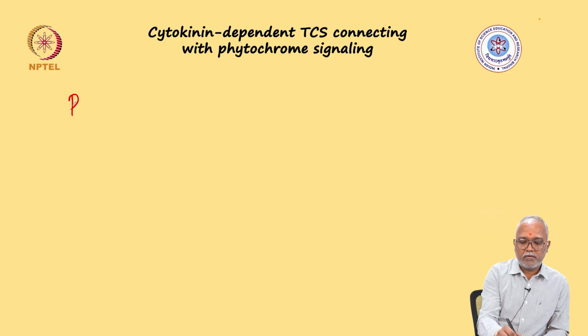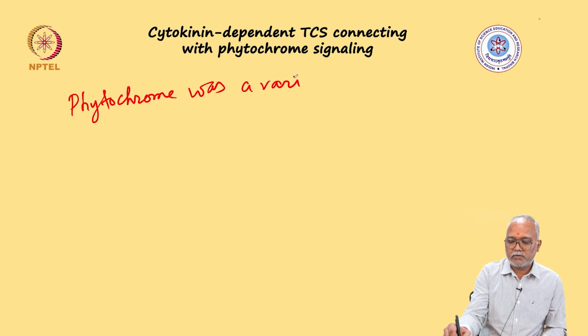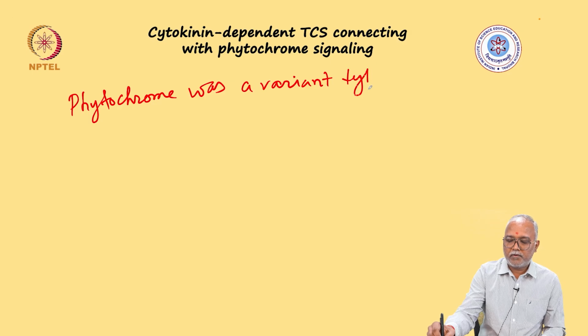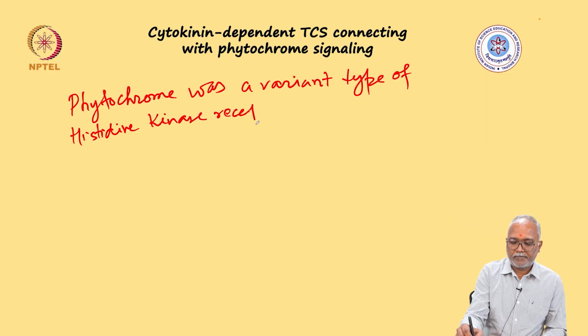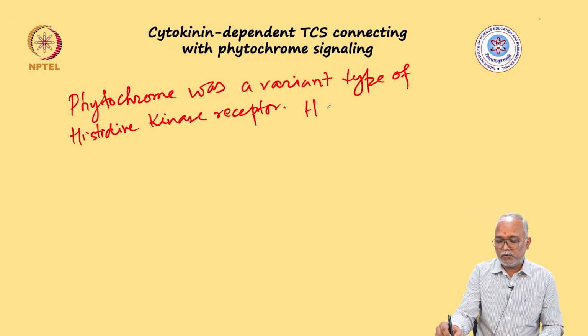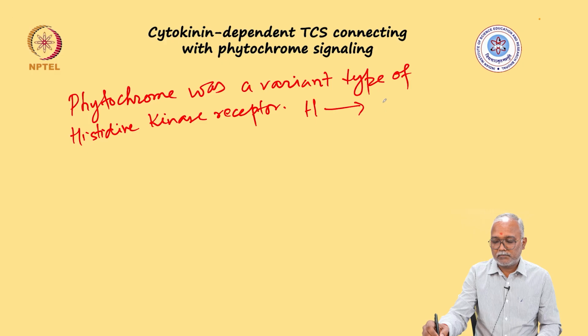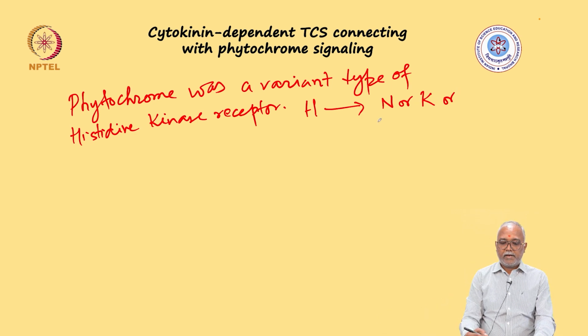So now if we look at the two component system and the phytochrome signaling, if you recollect, phytochrome was a variant type of histidine kinase receptor, which means that it might have that typical histidine residue mutated to something else, arginine or lysine, or we don't know, there could be many of these options, right.